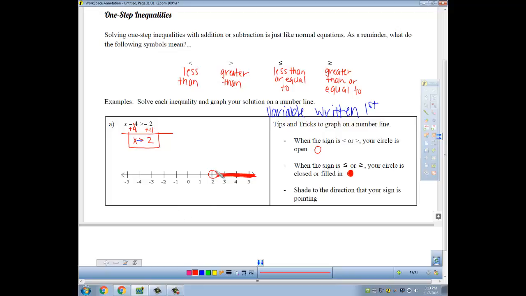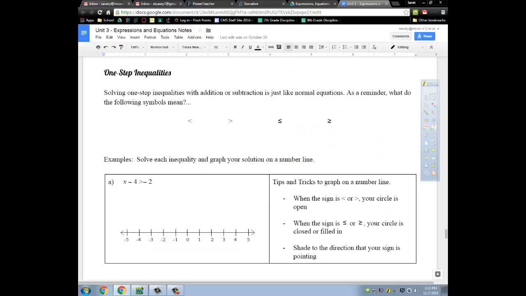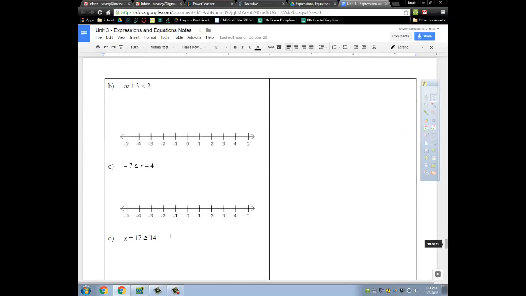So again, this open circle tells us that 2 is the number we got, but 2 won't be included in our answer choices because 2 is not greater than 2. So this open circle means 2 is not actually included. If we had closed it in, it would mean that 2 was included. Okay, so I'm going to scroll down. So next page.